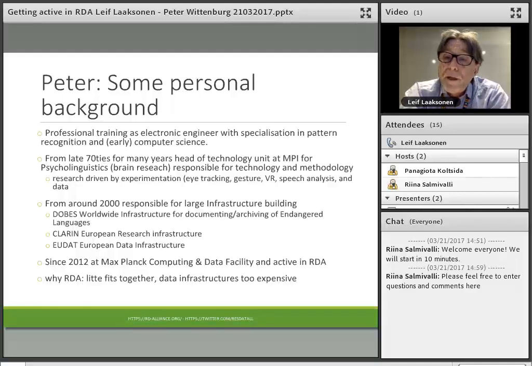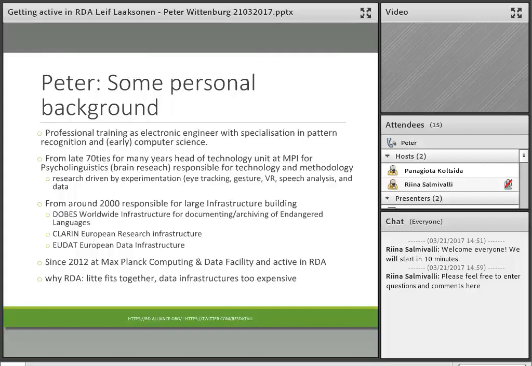And I'm sure Peter will now take you deeper into the details of RDA. So Peter, I will close my... Okay, thanks Leif. So before I start talking a bit about the nature of concrete work in the working groups and interest groups, let me briefly also say why I am participating in RDA or helped start it.